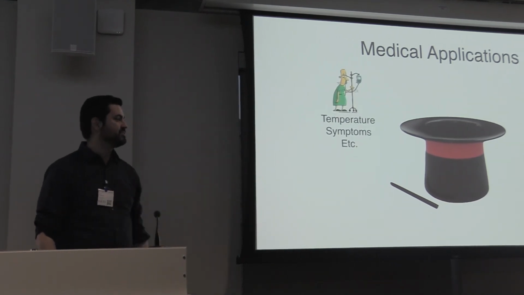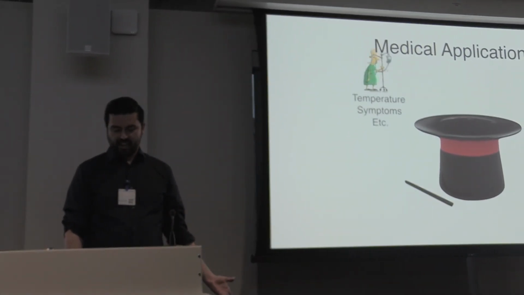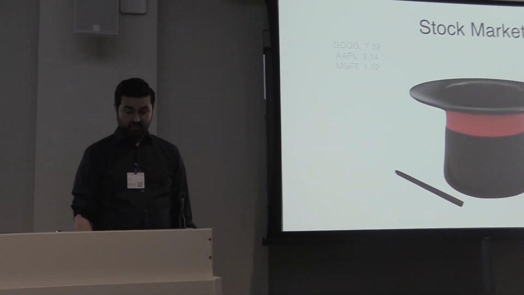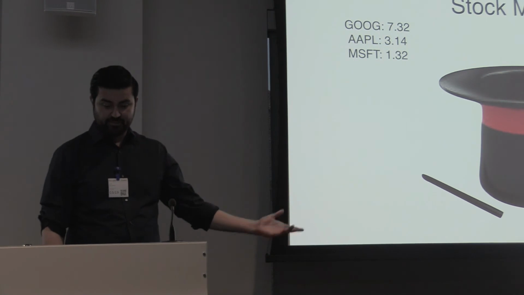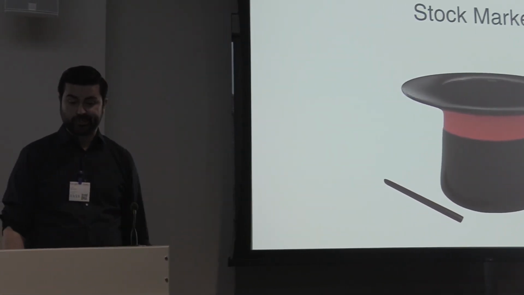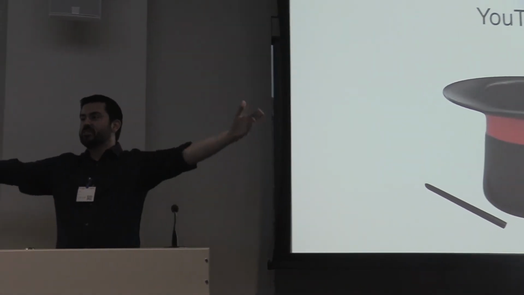Medical applications that you suggested: you put in the temperature, the symptoms, and everything, and it tells you if the patient is sick or healthy. Stock market: you put in a bunch of values for stock prices, etc., and it'll tell you I should probably buy Google or something. What we did in YouTube, we put in a vector with huge information: the age, the location, a bunch of things.